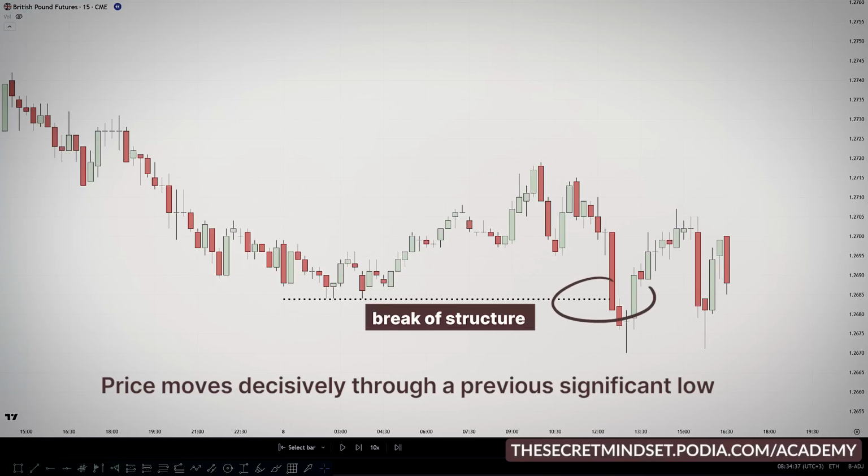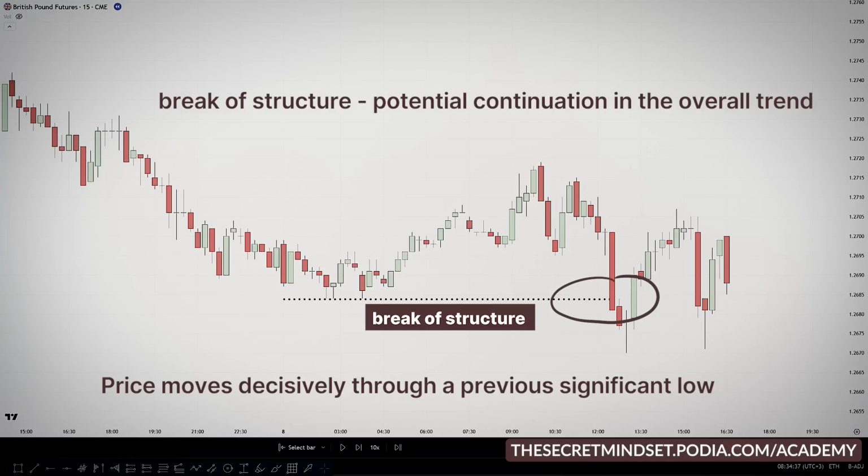We see a downward trend that breaks below a previous low. This break of structure signals a potential continuation in the overall trend. It shows that sellers have overcome the previous support and may be gaining control.